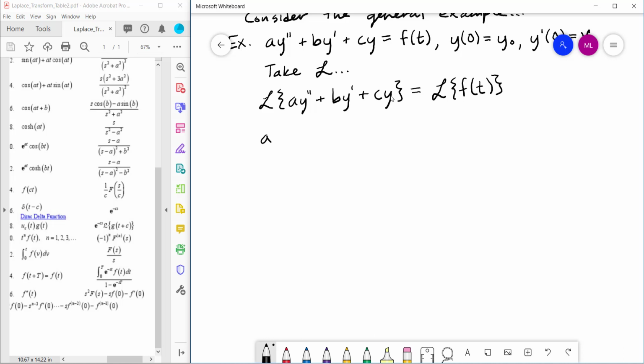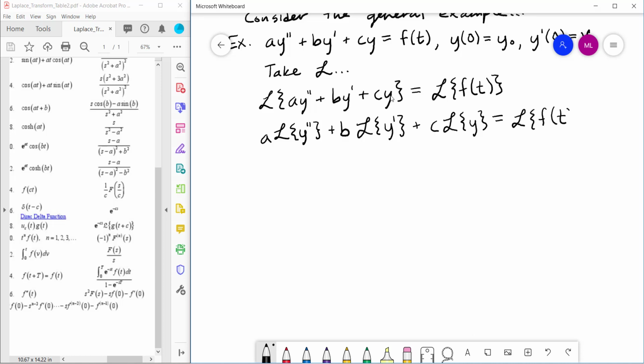So I can rewrite this as a times the Laplace transform of y double prime plus b times the Laplace transform of y prime plus c times the Laplace transform of y. And that should be equal to, again, the right-hand side, the Laplace transform of our f of t. So this is how we're going to do it. We can break it up like this due to the linearity.